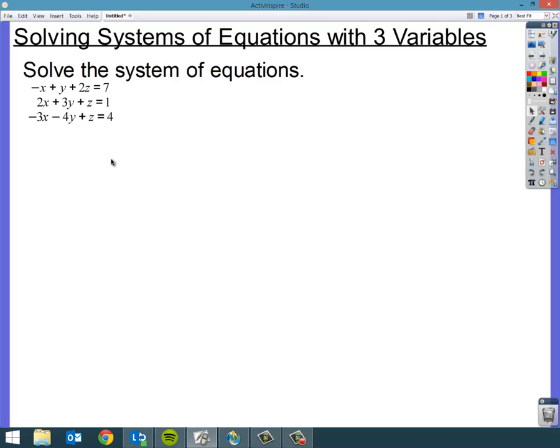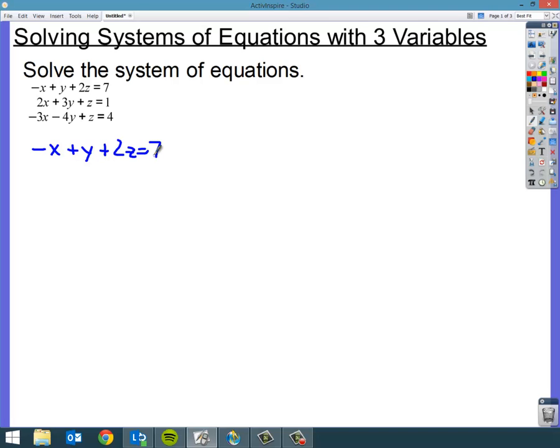Okay, so like I said, what I'm going to do is take the first equation and the second equation, and I'm going to eliminate z. Okay, so the first equation, I need a marker, there we go. The first equation is negative x plus y plus 2z equals 7. And I'm going to use the second equation as well. But what I'm going to do is I need to multiply that second equation by 2.